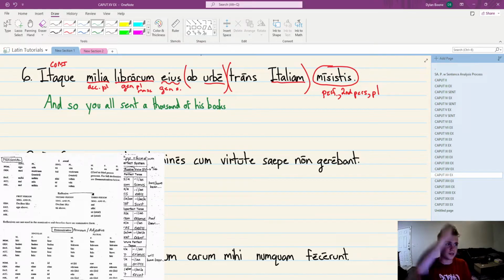Ab urbe trans Italiam. So from the city, urbe being ablative singular, Italiam being accusative singular. Ab takes the ablative, trans takes the accusative, so that works fine. From the city. I don't know if the city in this case is Rome, because sometimes they refer to the city as Rome, just generally, but either way. There is our sentence.